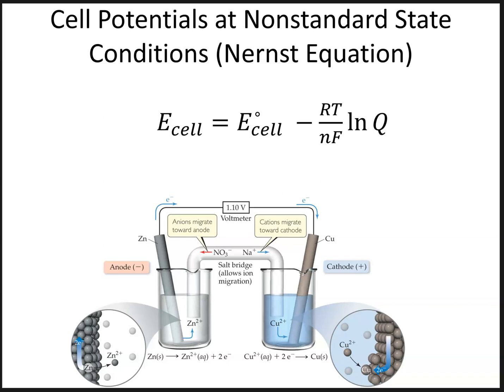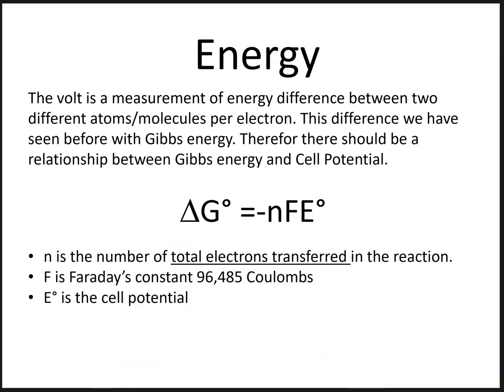So how does this relate to Gibbs free energy? Well, we can relate standard cell potentials and standard Gibbs energies through the following. The change in Gibbs energy is equal to the negative value of the number of moles of electrons transferred times Faraday's constant F times the cell potential in volts.